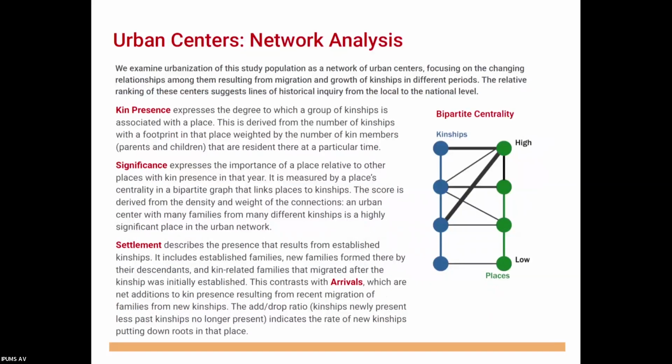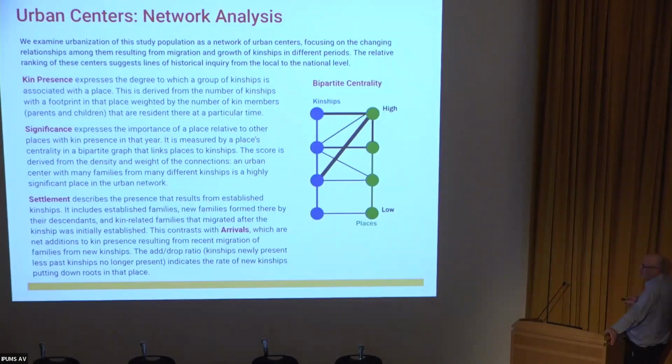So if we want to, I'll first use some terminology. We're shifting from a family focus to a kinship focus. And so I'm using kin presence basically as the number and weight of the kinships that are present in a place. I'm using significance to express the relative importance of that place among all other places in what you'd call the urban network.